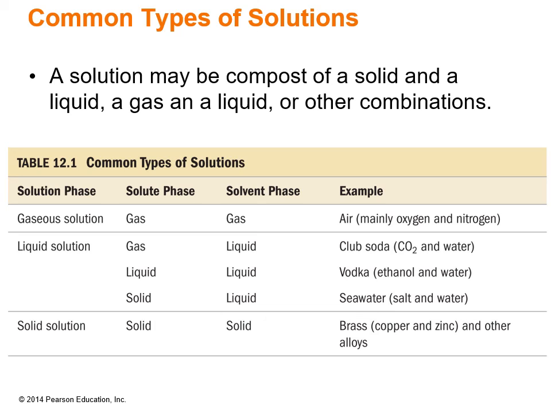We can even have solid solutions, where a solid is dissolved into a solid. These are things like alloys, where we mix different types of metal, like brass or steel.